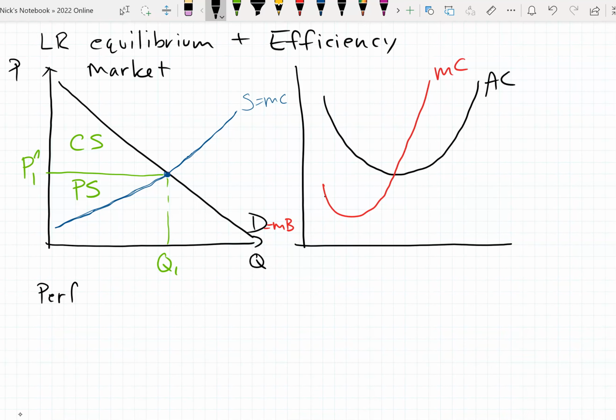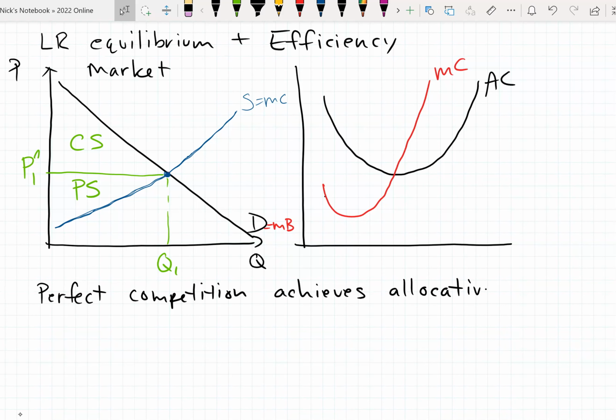So perfect competition, we get this one from looking at the market. Perfect competition achieves allocative efficiency. So what that means is the people with the highest value for the good get it, and the people with the most efficiency in their production are the ones to produce it.